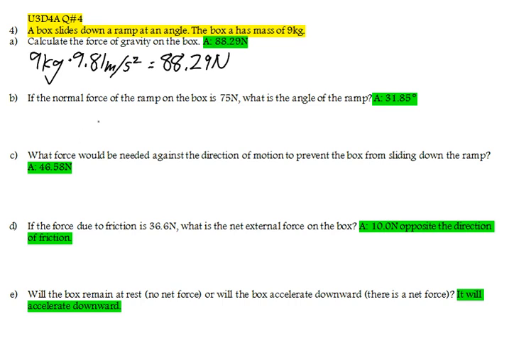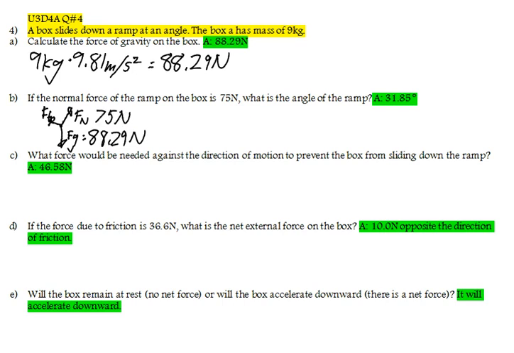The next part says, if the normal force is the force pushing off of the ramp, if the normal force of the ramp on the box is 75 newtons, what is the angle of the ramp? Well, what we can do here is we can draw a force diagram. So here's gravity, force due to gravity, and here's our normal force pushing off like that. And friction would be pushing up in this direction here. That's force due to friction. And so we know that our force due to gravity is 88.29 newtons. We just calculated that. And our normal force is 75 newtons.